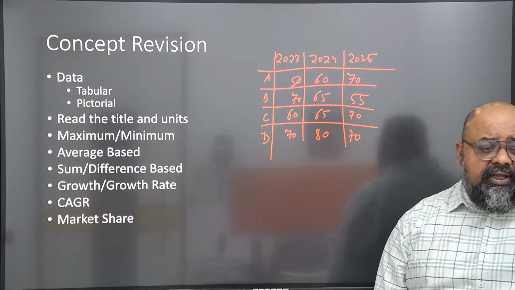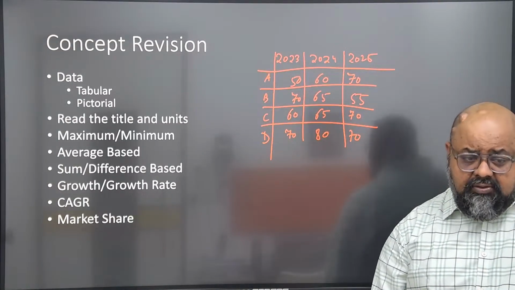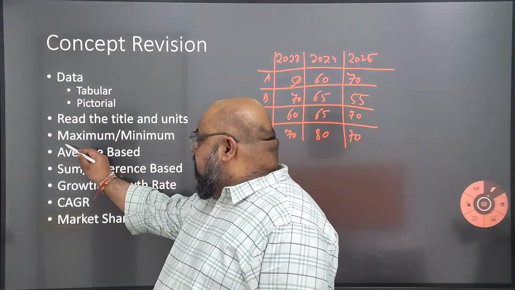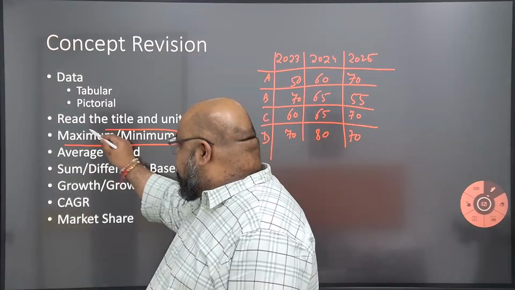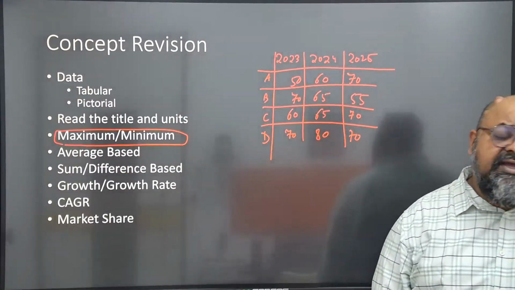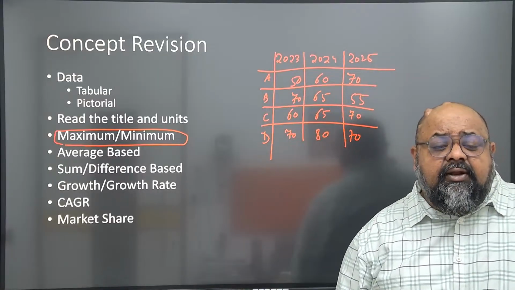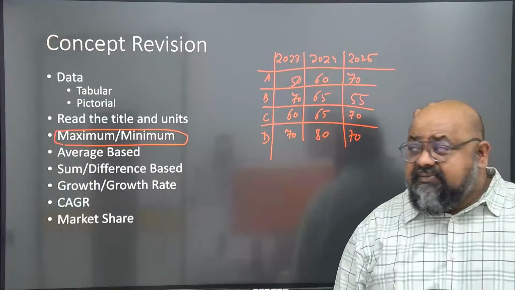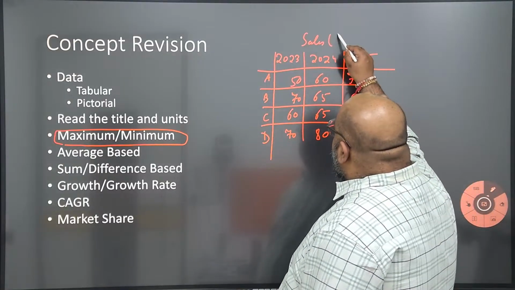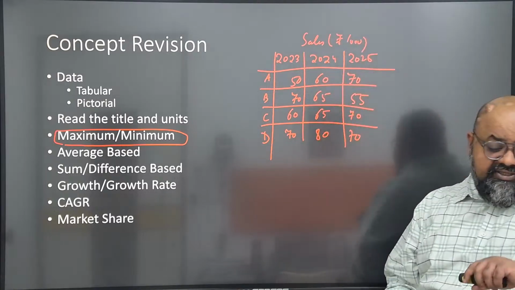Now, the most basic question will simply ask you to pick a number. And I am calling that question a maximum minimum based question. I will come to comparison based questions later, but now I'm just saying a maximum or minimum based question. It simply says what is the maximum sales for A, or in which year did A have the maximum sales?